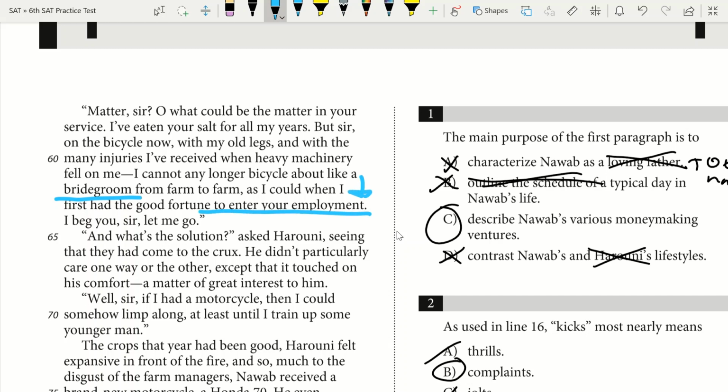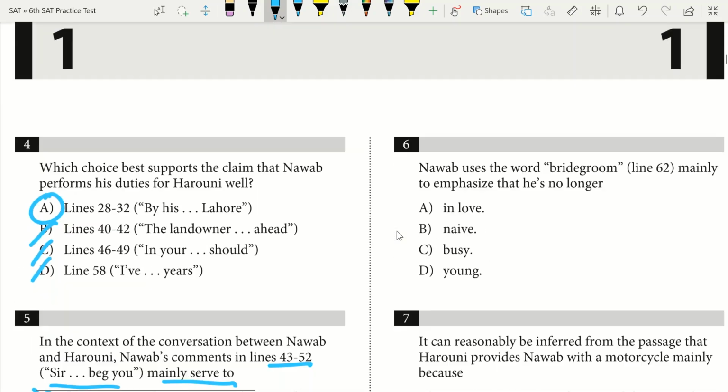Okay, when he first entered his employment, he was young, okay, and he was able to bike like a bridegroom, but now he's old and he can't bike like a bridegroom. Okay, so this is really showing that he used to be younger. Okay, that's really what we're focusing in on there.